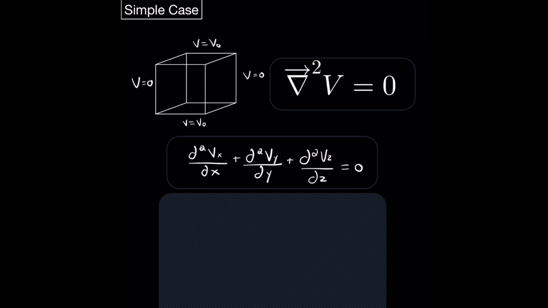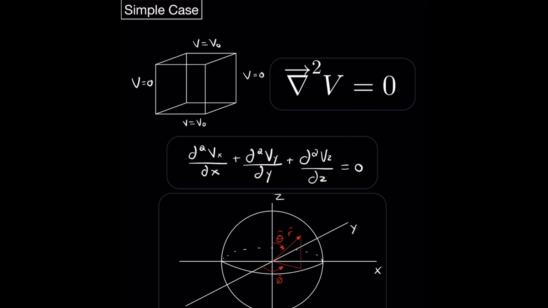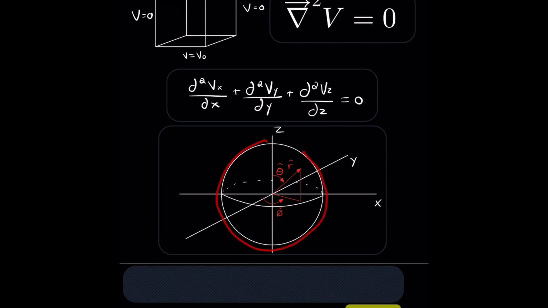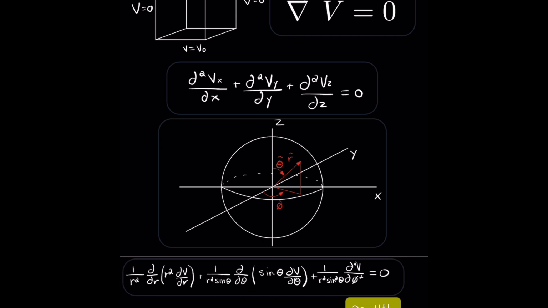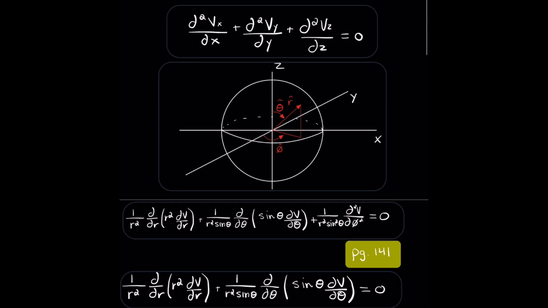solved particularly easily. But there are some cases where we can't do it so easily, especially not in Cartesian coordinates, such as the example of a spherical shell. So now Laplace's equation becomes this big expression here, which can be found on page 141 of Griffiths, but we can see that our spherical shell has azimuthal symmetry, therefore we can get rid of phi in our expression and we're left with this equation here.